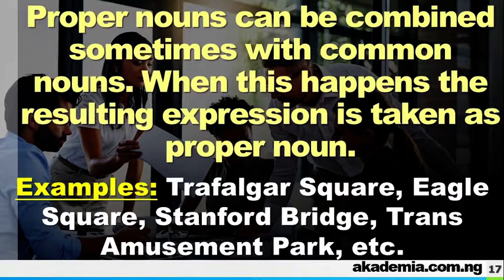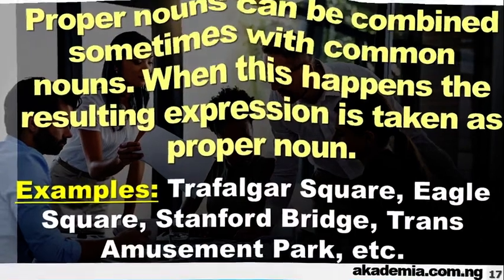Now, square there is a common noun, but now you have added a proper noun, Eagle, with that square, then you have Eagle Square. Bridge is a common noun. It can be any bridge. But now once you say Stamford Bridge, then Stamford is a proper noun plus a common noun bridge, but the resulting expression Stamford Bridge becomes a proper noun.